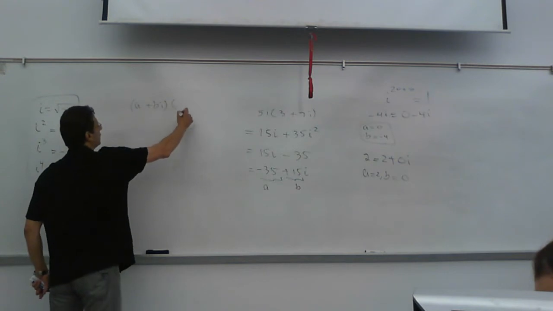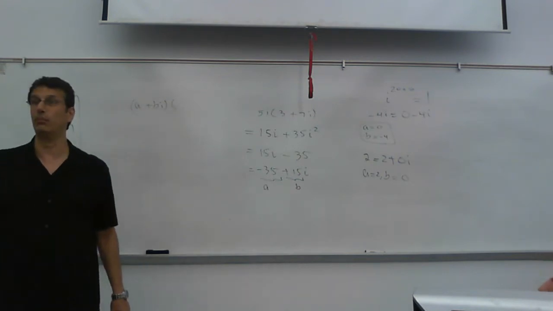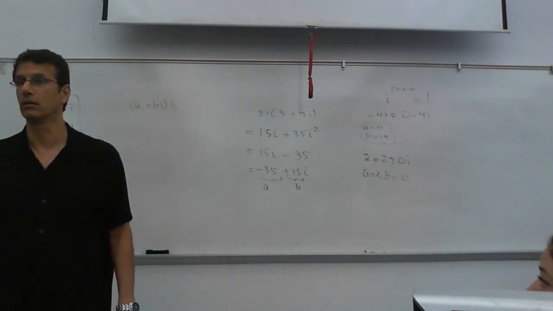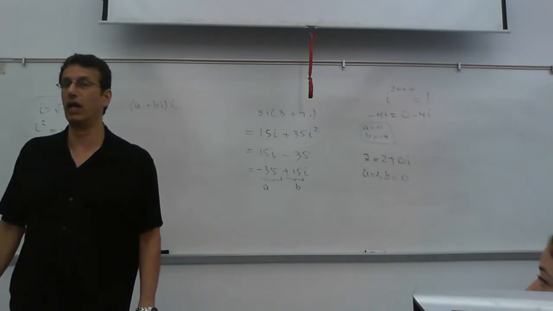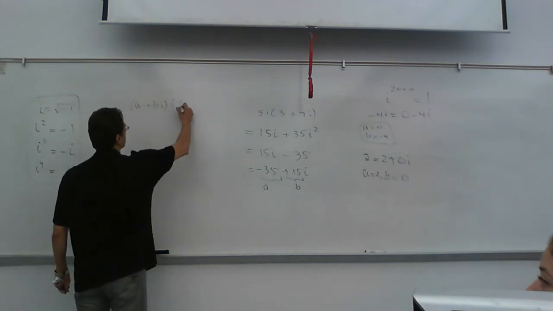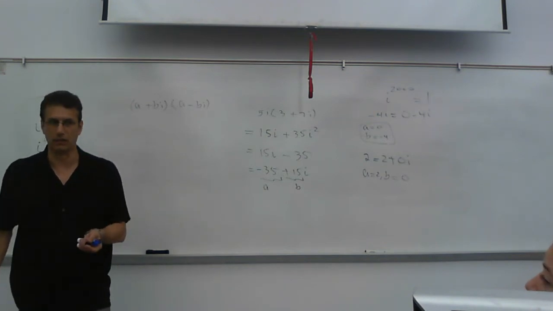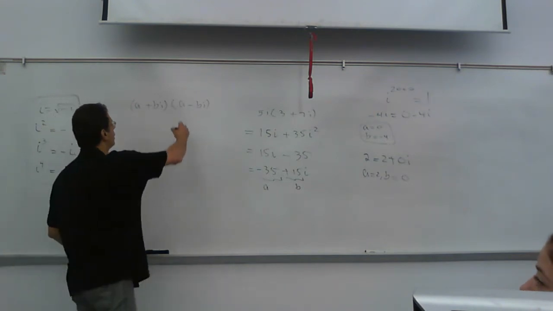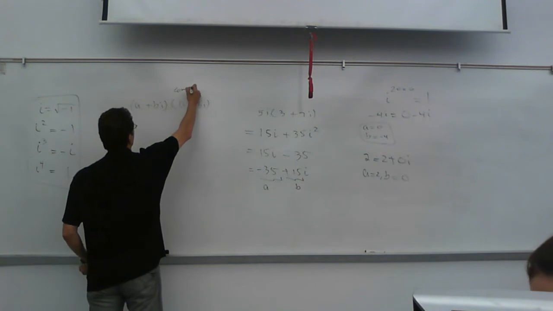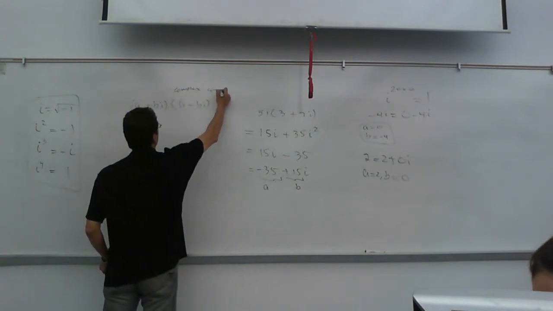Class, what is the conjugate for A plus B? A minus B. What is the conjugate for A plus BI? A minus BI. And that one is called complex conjugate. Is everybody clear? That's the terminology. Complex conjugate.